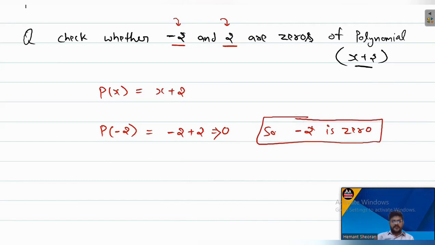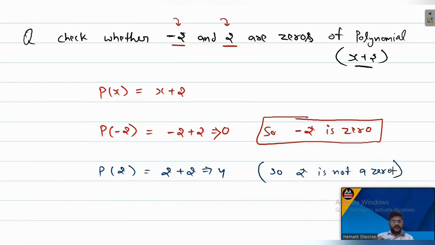In the same way, if we check p of 2, we will see 2 plus 2, that is a 4. So you're going to say that 2 is not a 0. Get it? Yes or no? Any confusion out there? No confusion? Okay, this is one type.